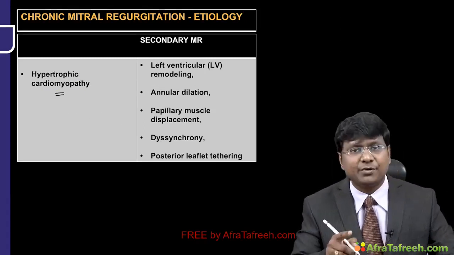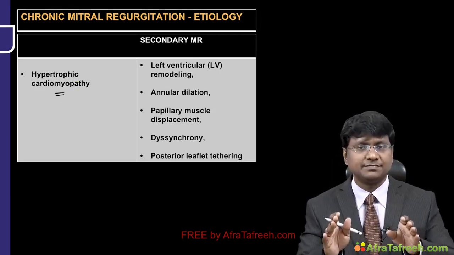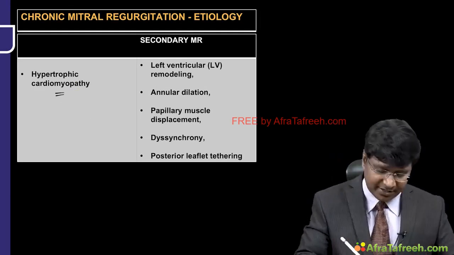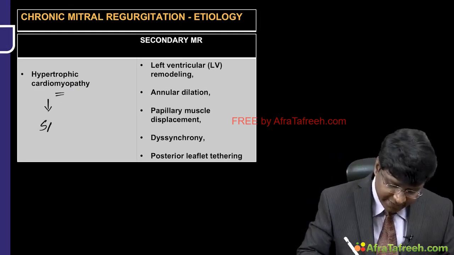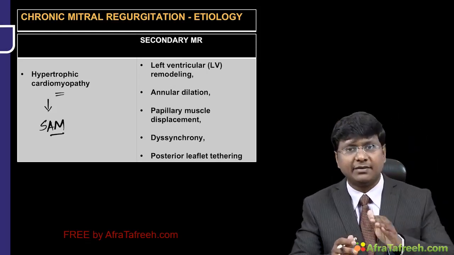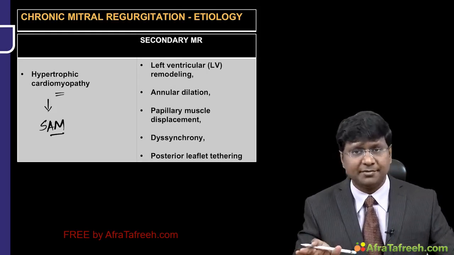Next is the hypertrophic cardiomyopathy. See, hypertrophic cardiomyopathy is dynamic in nature, right? And the mechanism for the development of MR in hypertrophic cardiomyopathy is the development of systolic anterior motion of the anterior mitral valve leaflet. That is what is responsible for MR in case of the hypertrophic cardiomyopathy.